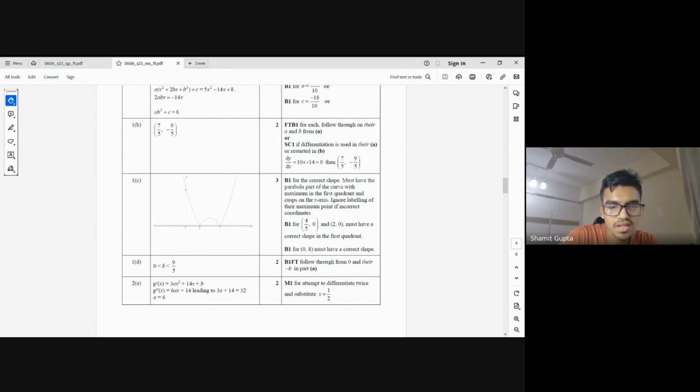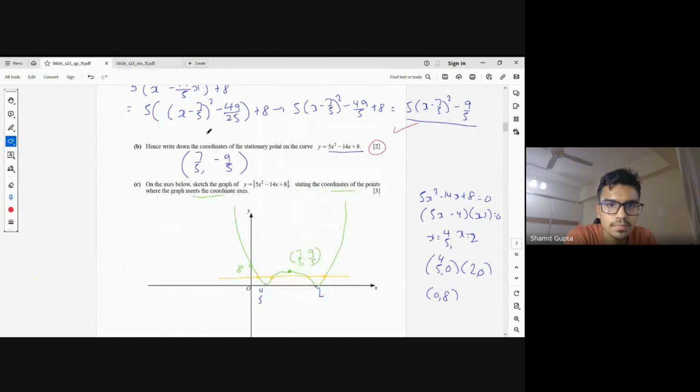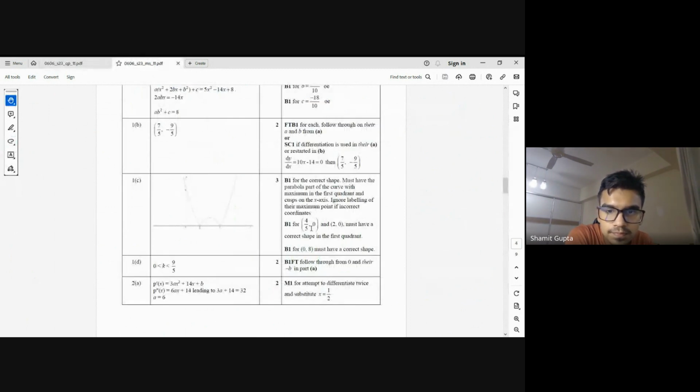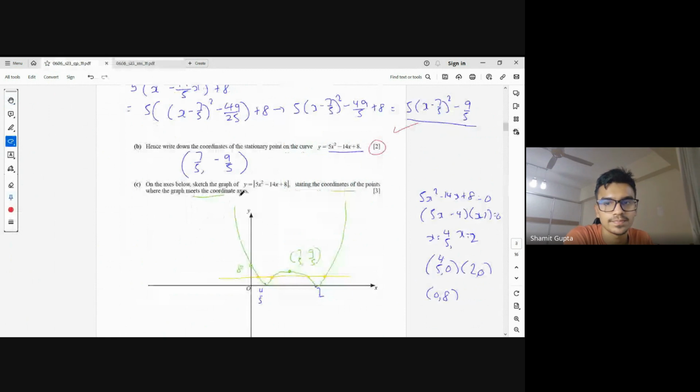Okay. Yeah, I think we have a cusp here. Ignore labeling of the maximum point if incorrect coordinates. 4 over 5, 0 and 2, 0. Must have correct shape, 0, 8, and must have correct shape.